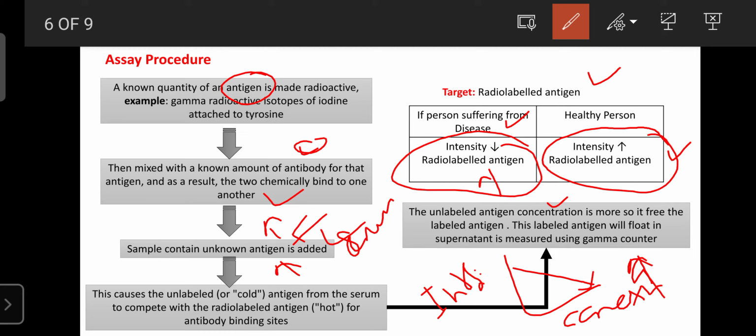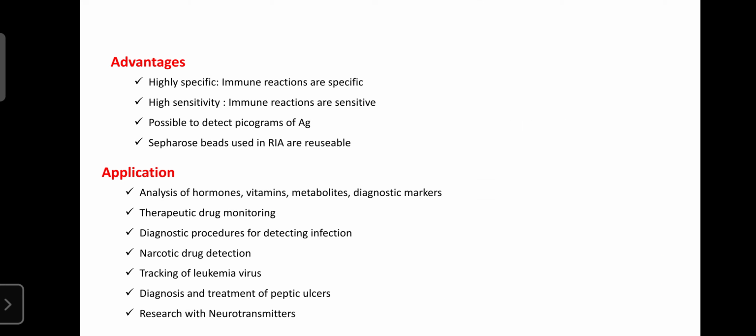Then your disease patient's intensity will match any one of the curves. Then you can find out how much concentration of that hormone or antigen is present in the patient. That is also quantified with the help of the radioimmunoassay. So next one is the advantages.